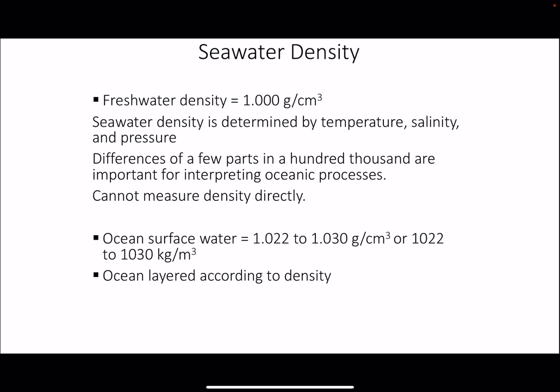The other interesting thing about density is you can't measure it directly, and we'll talk about that in a little bit. But just to give you an idea, ocean surface water ranges from 1.022 to 1.030 gram per centimeter cubed. So that's a pretty small range. Because these numbers are so small, we tend to talk about them as kilograms per meter cubed because it's just a bit easier. So in that, it's 1,022 to 1,030 kilograms per meter cubed. And the density of water is what controls what we call the layered ocean.